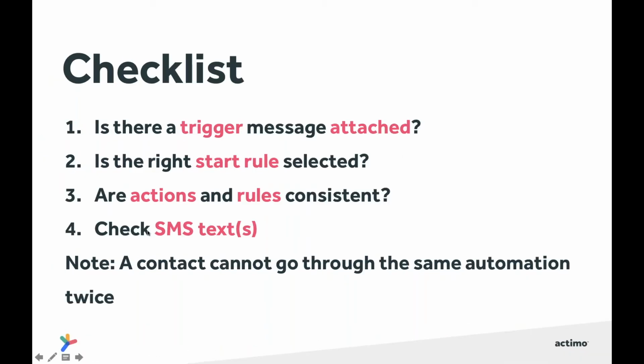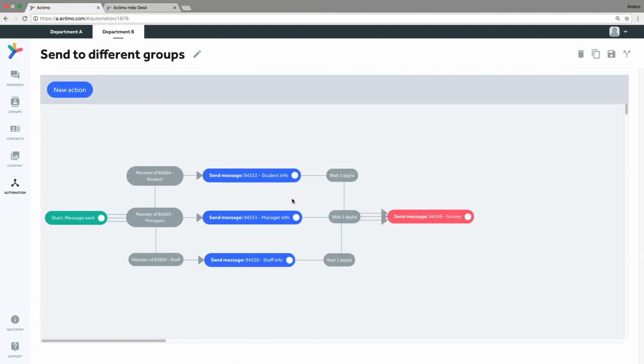And you should always check the SMS text. The SMS text obviously needs to be appealing. It has to be written in a way so people feel like they have to hit the button, right? But it's important for me to emphasize that an automation does not overrule the individual message.